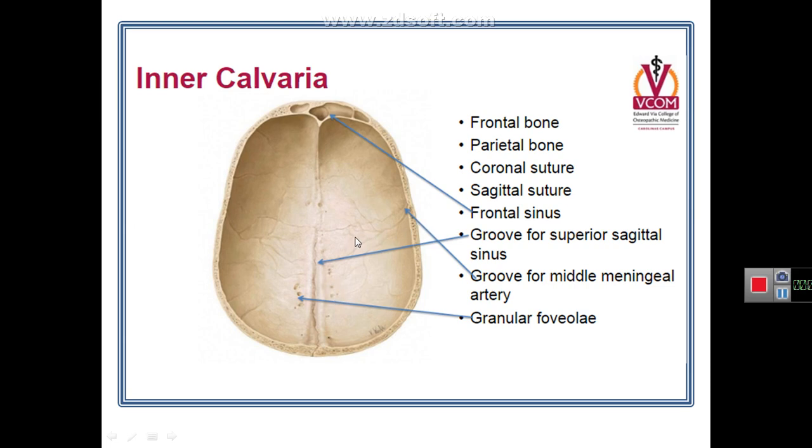Also, the inside of the calvaria, or the brain cup, or the cranial vault, shows marking of an artery inside the skull, which is the middle meningeal artery. This artery produces a marking on the skull.